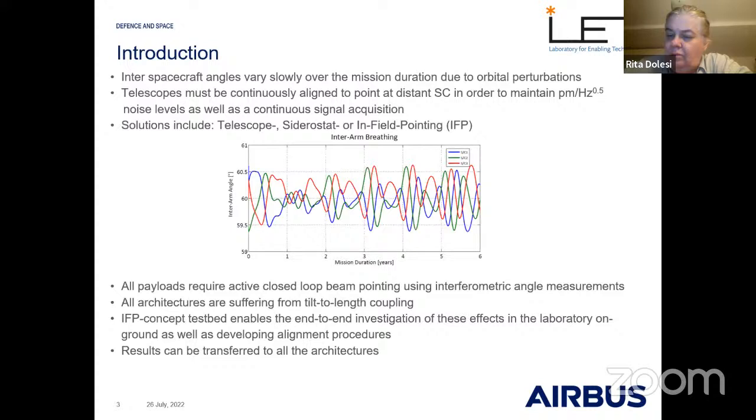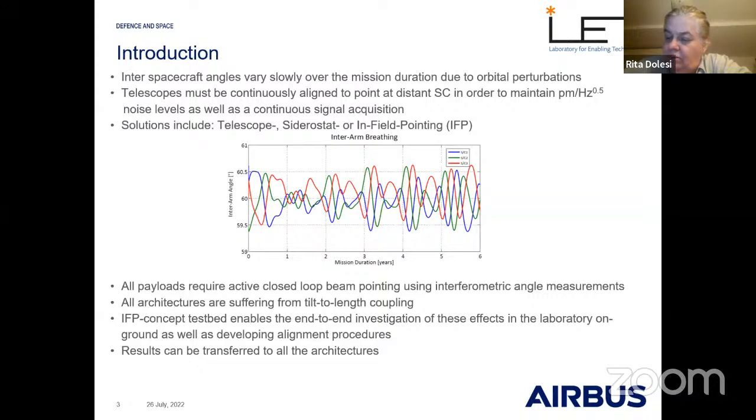So let's jump right into it. As you may remember from Linda Mondin's talk yesterday, I think, the inter-spacecraft angles, or the apex angles, of the LISA formation vary slowly over the mission duration due to orbital perturbations. And this requires that the telescopes must be continuously aligned to point at the distant spacecraft in order to maintain the noise levels required for LISA.